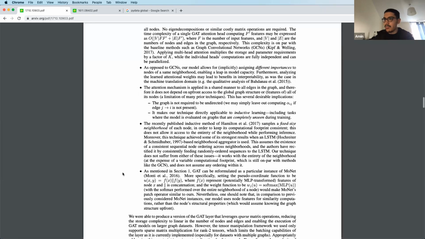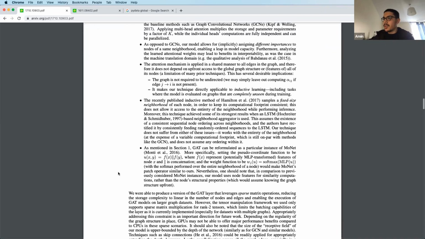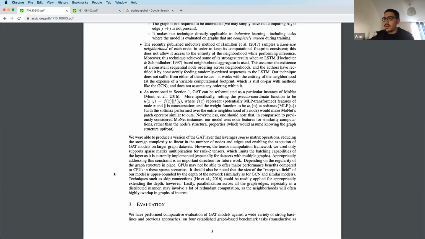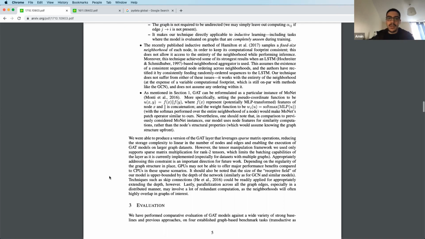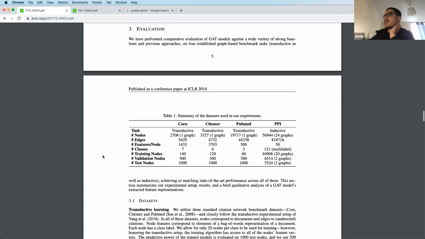So okay, I'm not sure there was anything else in this part. Okay, I think we should be good to go on to the experiments section.